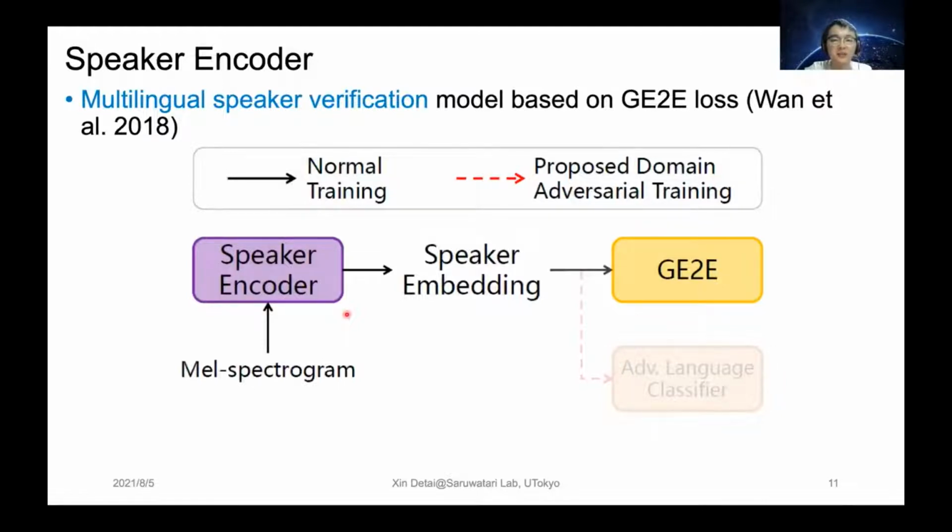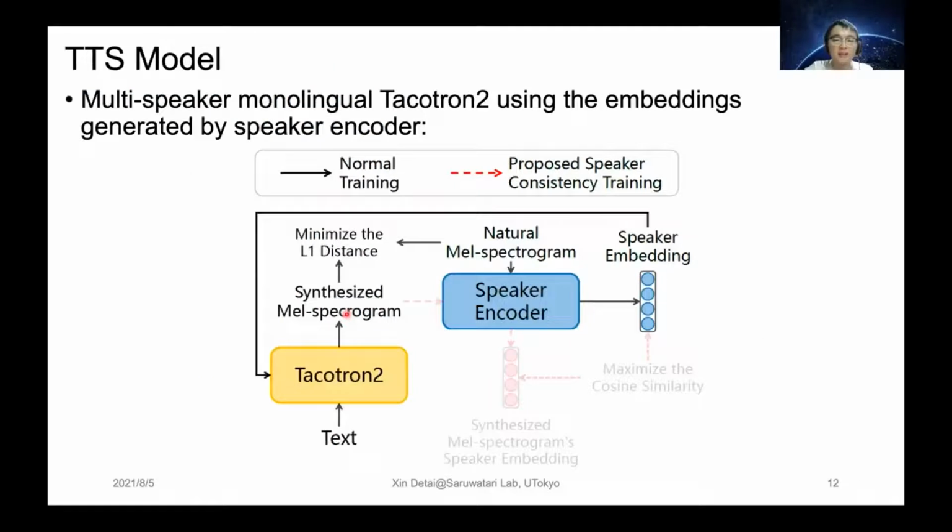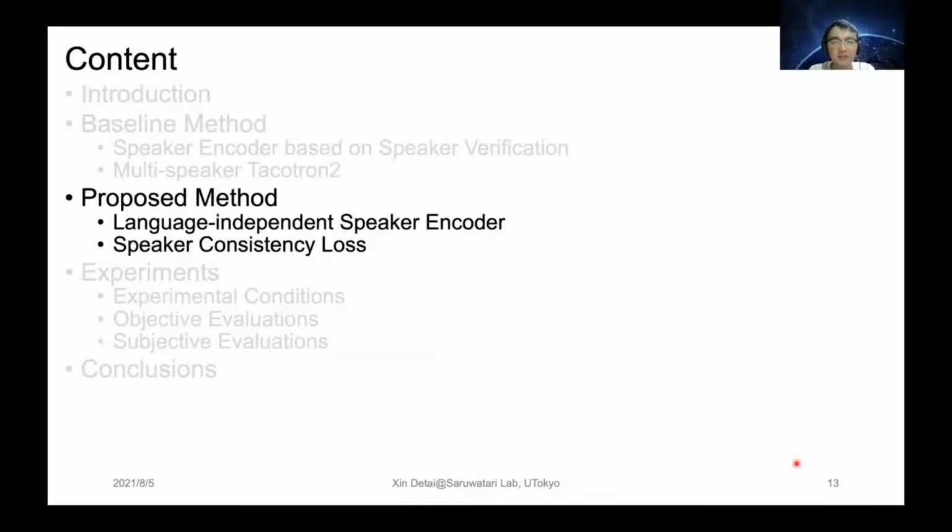Specifically, in this work, we train the multilingual speaker verification model using GE2E loss, which is an effective loss for speaker verification. We then train a monolingual multi-speaker Tacotron 2 model by conditioning the model on the speaker embeddings generated by the speaker encoder.